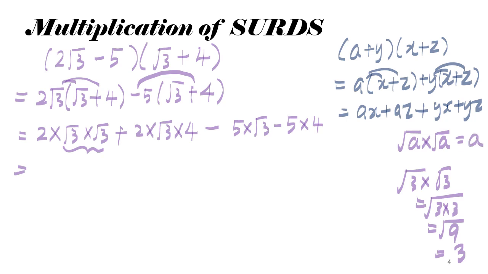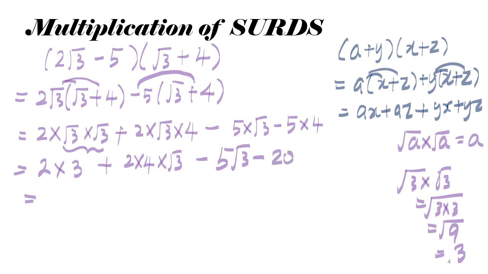Right, so we will end up having 2 times 3 plus, so 2 times square root 3 times 4, you can rearrange it to become 2 times 4 times square root 3. And of course 5 times square root 3 is 5 square root 3. 5 times 4 is 20. Right, that's simplified further. 2 times 3 is 6. So this will give us 8. 8 times square root 3, we can write it as 8 square root 3 minus 5 square root 3 minus 20. Let's put all our numbers together.